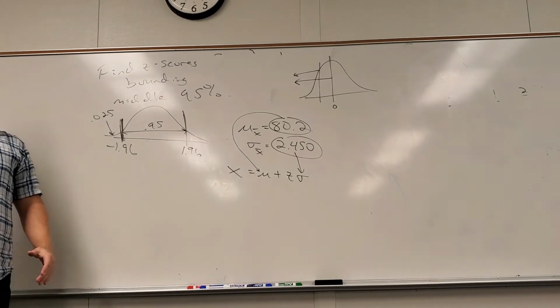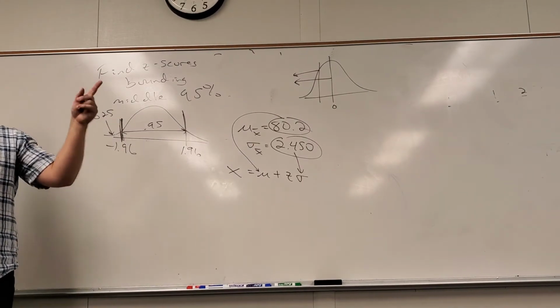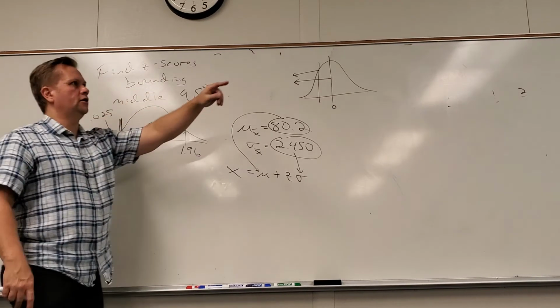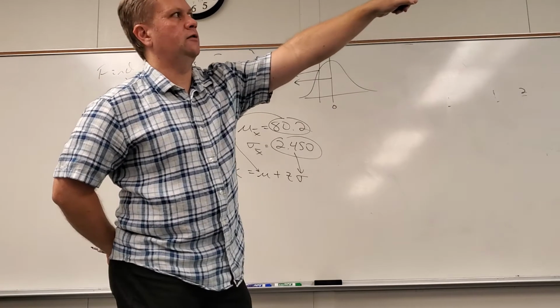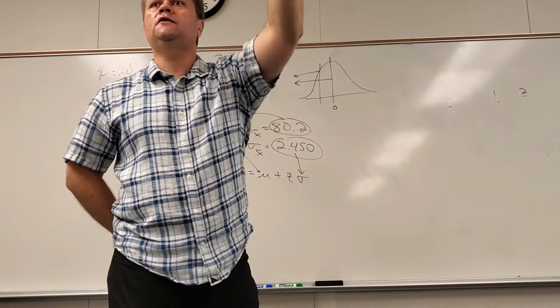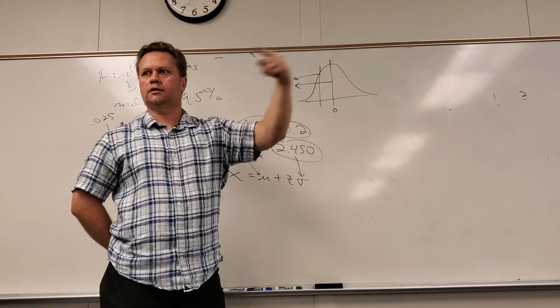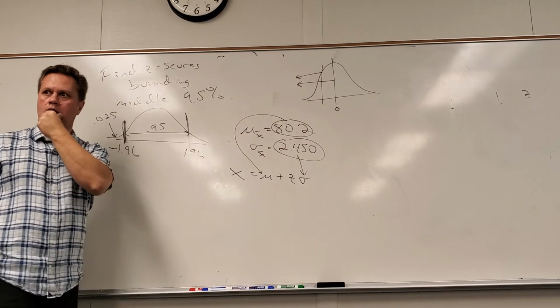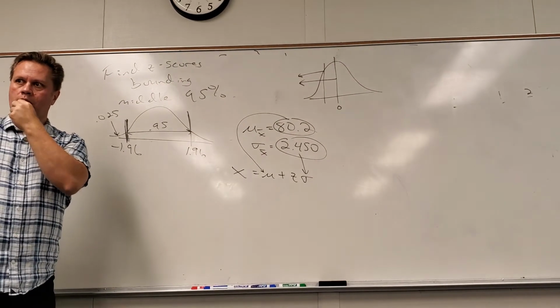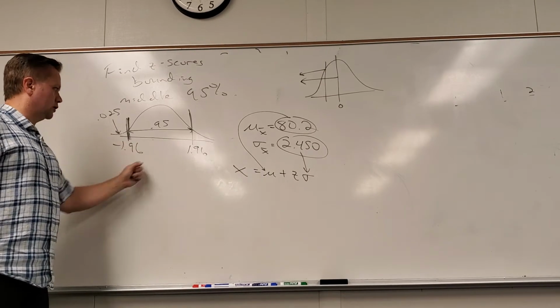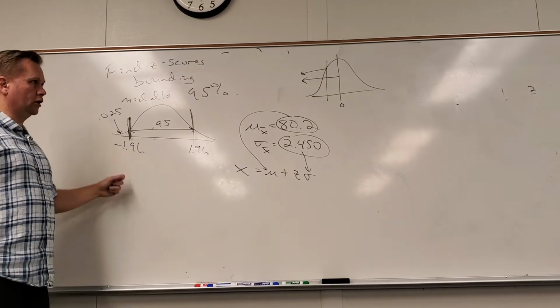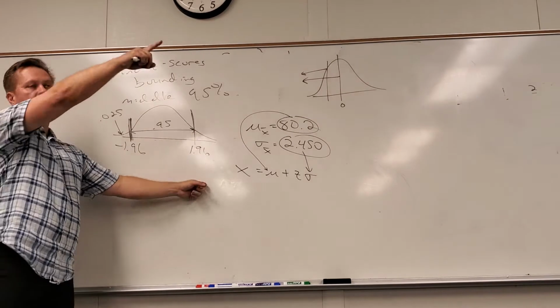So if the question is asking about the sample means, can I use 14.9 for my standard deviation? No, because that's for individuals. I have to use the 2.450 that we calculated. So would you calculate it with both z-scores? Yes, I got to convert each z-score into an age. This age is going to be below 80.2 and this age is going to be above 80.2.